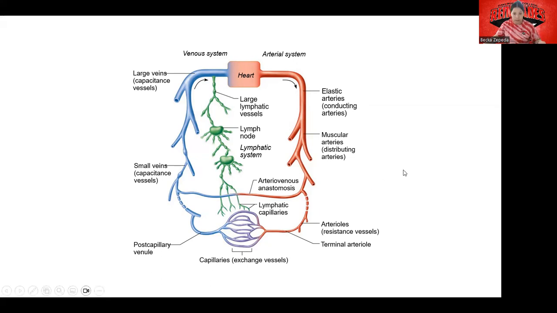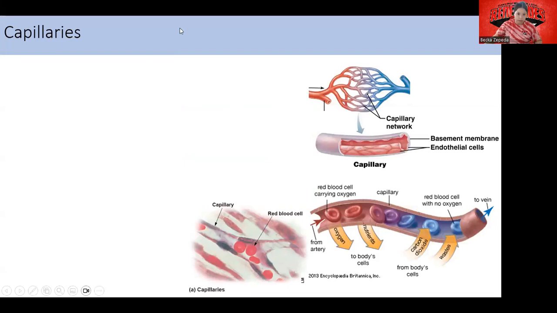And then we'll come up to capillaries next. Yes, capillaries is going to be the next video. So I will stop it here, and the next video will be on capillaries.